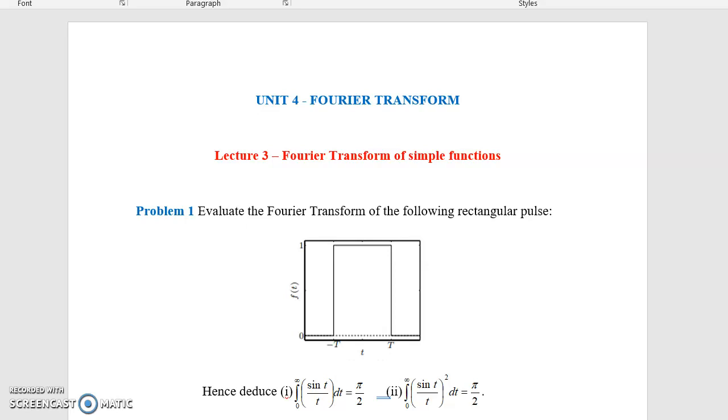Hello students, in this lecture we are going to see how to evaluate Fourier transforms for simple functions. In the last few classes we had an introduction to Fourier transforms and we learned some properties of them. So in this class also let us see how to evaluate the transform for simple functions. So take the first problem here.